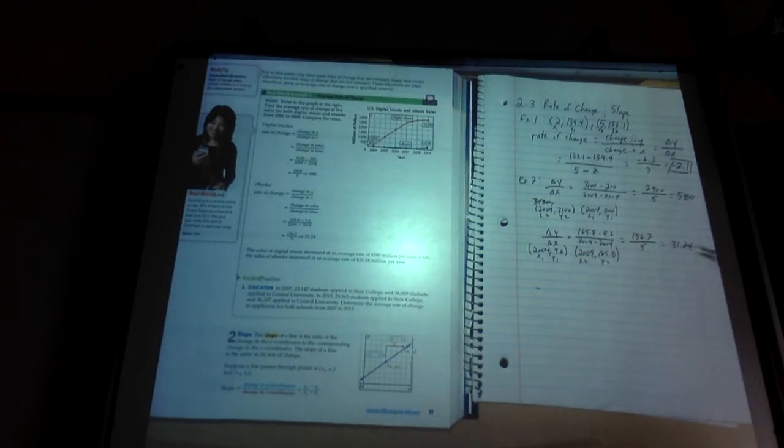So just compare the sales here. Between those 5 years, average sales of ebooks is just a little over 31 million. The average sale of digital music was nearly 600 million a year.